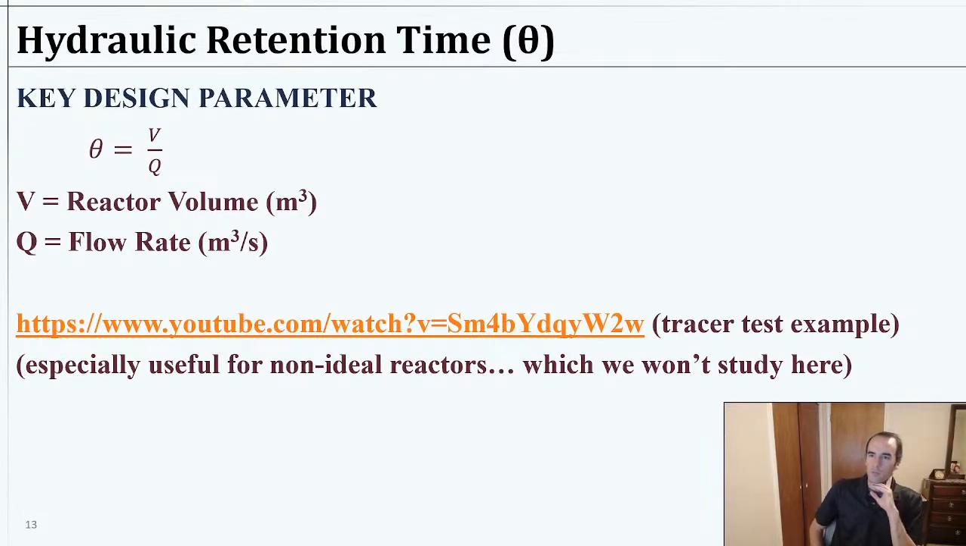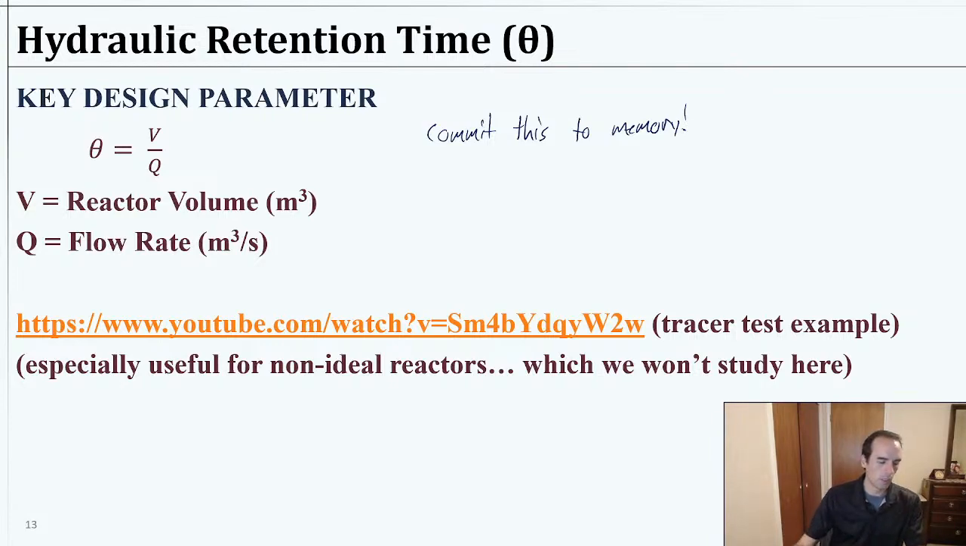Okay, so that brings us to our definition of hydraulic retention time. This is going to be a key design parameter. I've talked to you about it twice now already. Theta is V over Q. Again, commit this to memory. You will not be sorry. You'll be happy you did. Where V is a volume, Q is a flow rate.